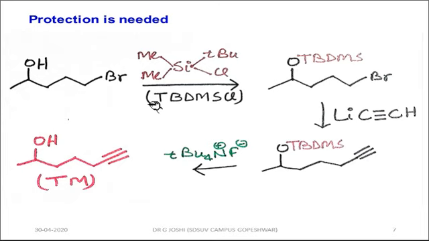Thus, we need to protect the undesired functional group first. Therefore, in this example, the OH group is an undesired functional group. We will protect this by using TBDMS chloride, tert-butyldimethylsilyl chloride, as a protecting group. This technique for protection using TBDMSCl we have already learned.